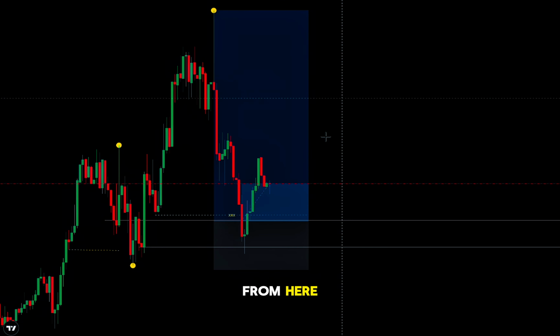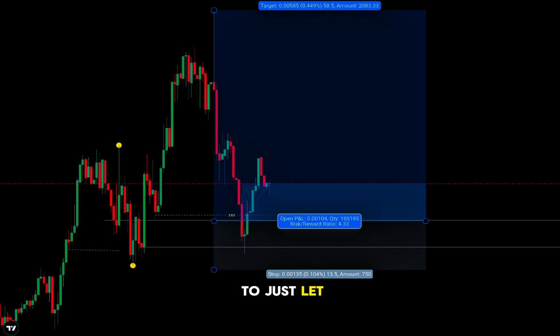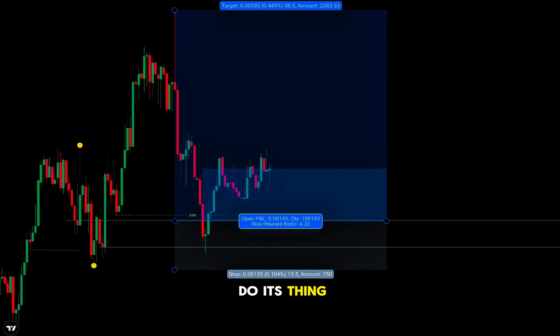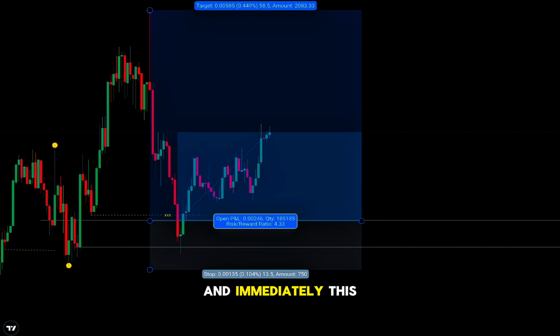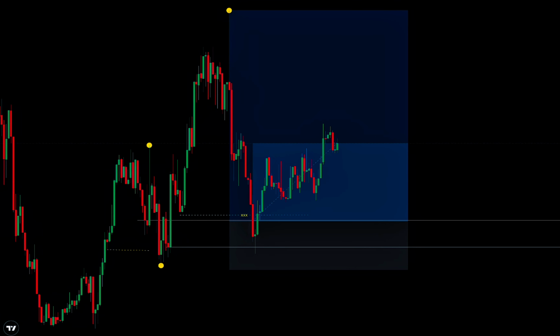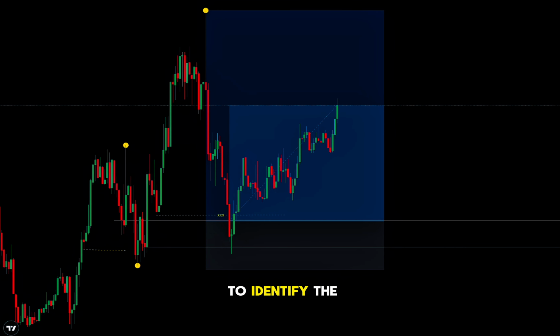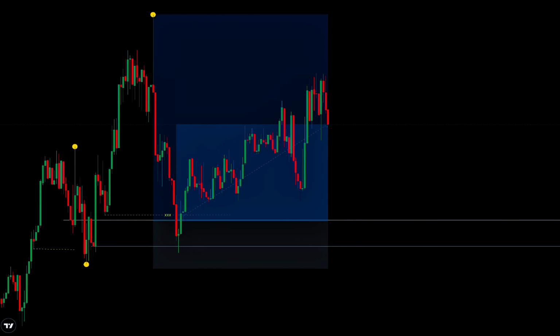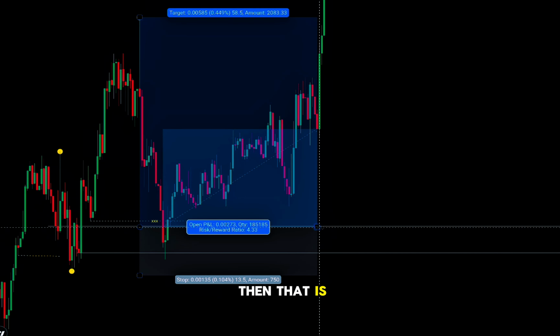From here, all you want to do is to just let the trade play. Just allow the market here to do its thing, and immediately this high which we have marked is being taken out. Then we want to identify the lowest low as our major low. We wait, and then that is it.